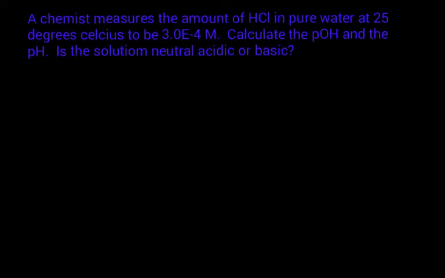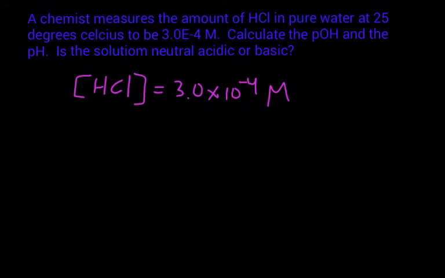Okay, so for this problem, there's a couple pieces to it, but the most important part is the autodissociation of water. So we have a concentration of HCl equal to 3.0 times 10 to the negative 4 molar. And remember, HCl is a strong acid. Because HCl is a strong acid, it dissociates completely in water, so this concentration is going to be equal to our H plus concentration, or actually our hydronium ion concentration.